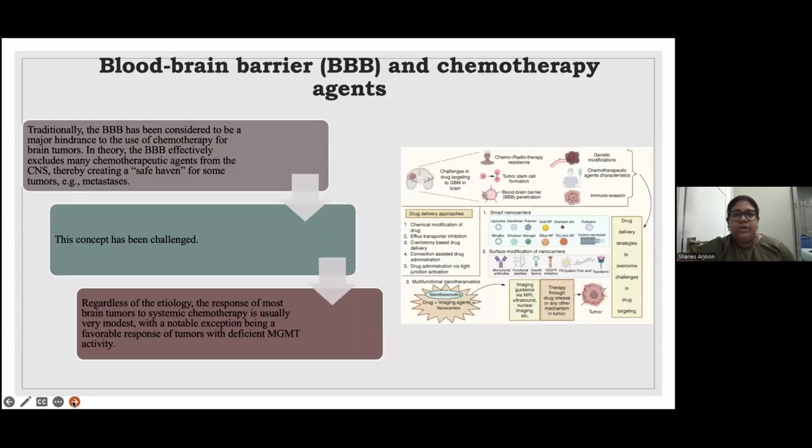So, the blood-brain barrier and chemotherapy agents. Traditionally, the blood-brain barrier has been considered to be a major hindrance to the use of chemotherapy for brain tumors. In theory, the barrier effectively excludes many chemotherapeutic agents from the central nervous system, thereby creating a safe haven for tumors, for example, METs. This concept has been challenged, and regardless of the etiology, the response of most brain tumors to systemic chemotherapy is usually very modest, with a notable exception being the favorable response of tumors with deficient MGMT activity.